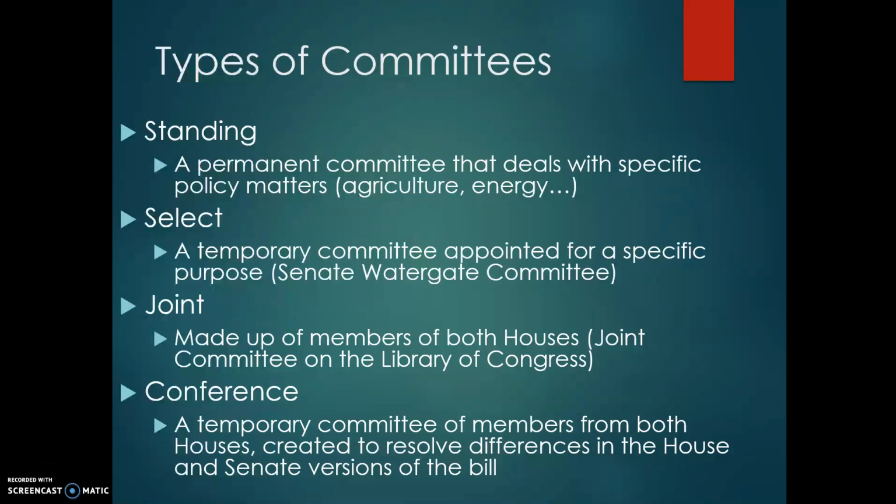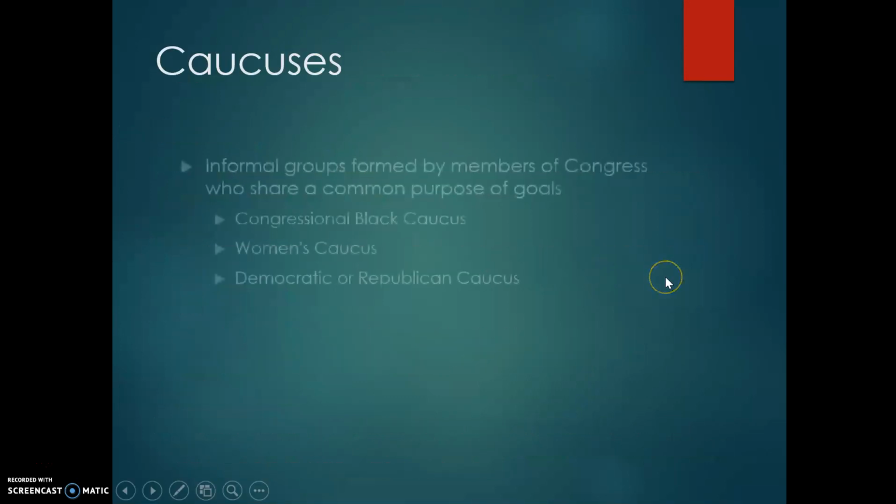A joint committee would be the Committee on the Library of Congress, which deals with the filing of all information from the Congress. This is a joint committee where you have members from both the Senate and the House of Representatives. And then a conference committee, again, is called in if you have a conflict between the House bill and the Senate bill, and there needs to be a resolution of the differences to create one finalized bill that's resolved. So those are your types of committees.